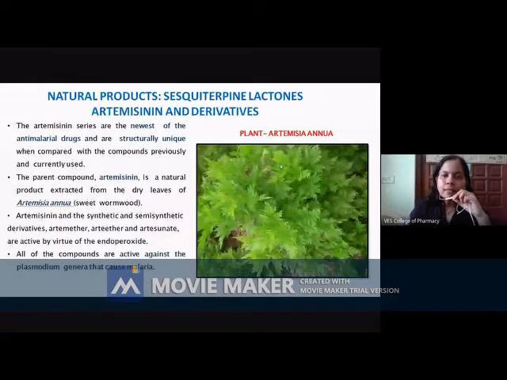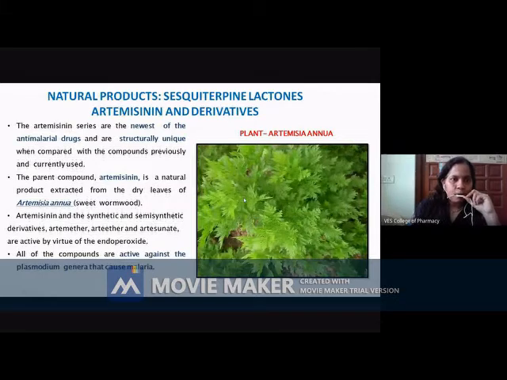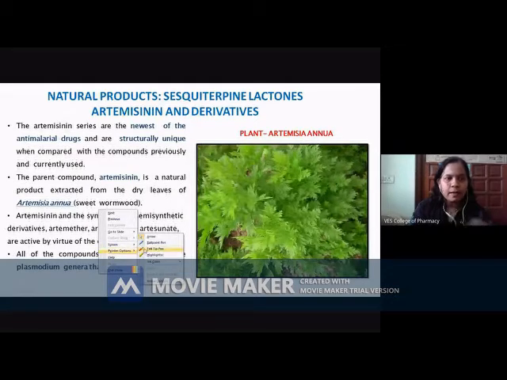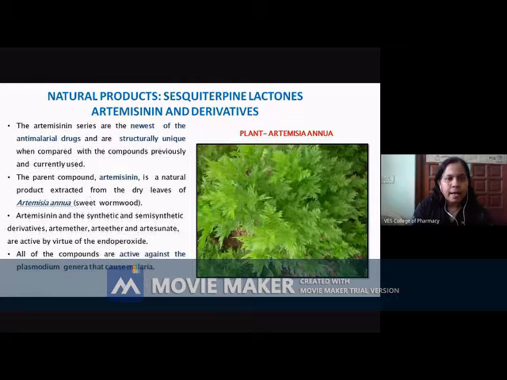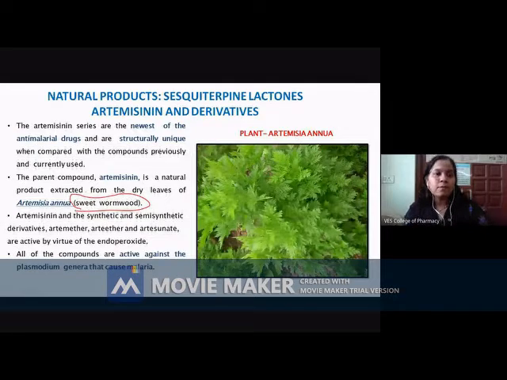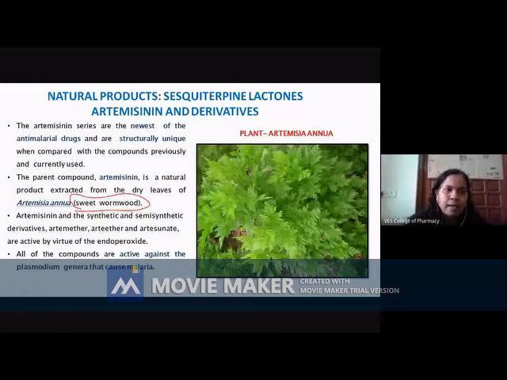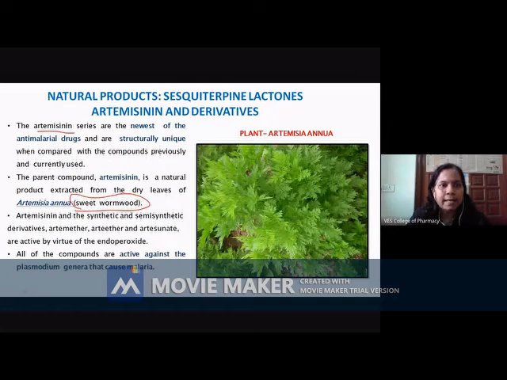So here you can see the picture of a plant of Artemisia annua, the common name for which is sweet wormwood. And artemisinin is a parent compound that is isolated from the dry leaves of Artemisia annua by simple extraction using solvent.